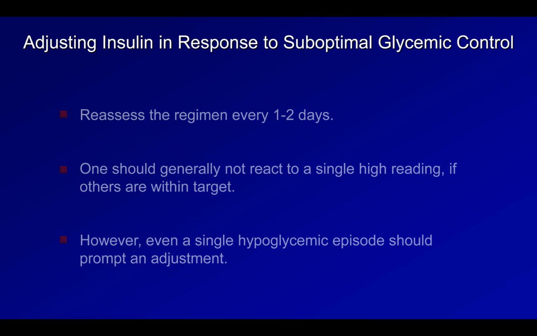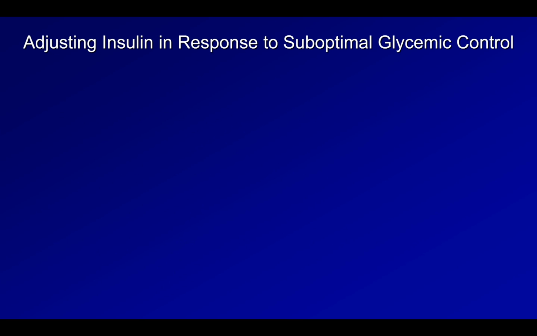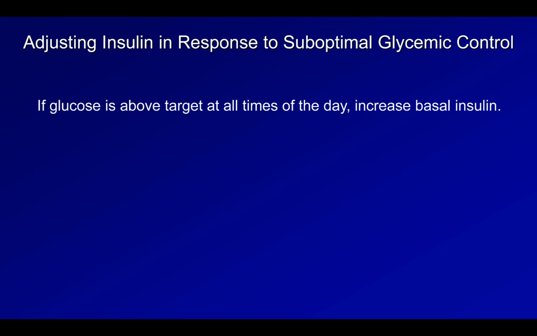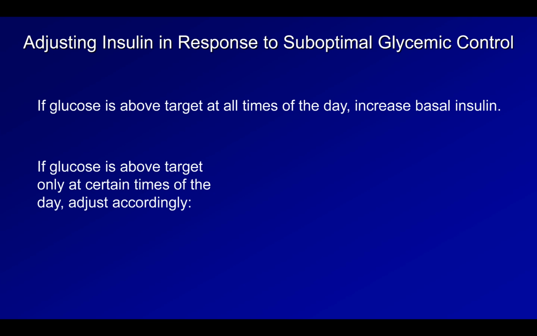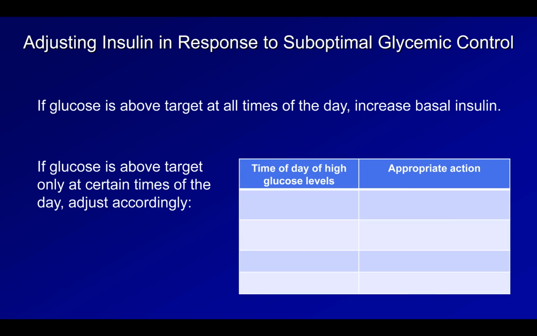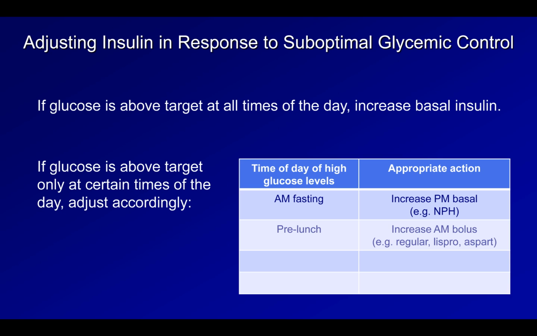What are the specifics for up-titration of insulin in persistent hyperglycemia? If the glucose levels are above target at all times of the day, one should increase the basal insulin. If the glucose is above target only at certain times of the day, adjust according to this chart. If the AM fasting glucose is high, one should increase the PM basal dose of NPH. If the pre-lunch glucose is high, one should increase the AM bolus of insulin. If the pre-dinner is too high, increase the AM basal. And if the bedtime glucose is too high, one should increase the PM bolus dose.